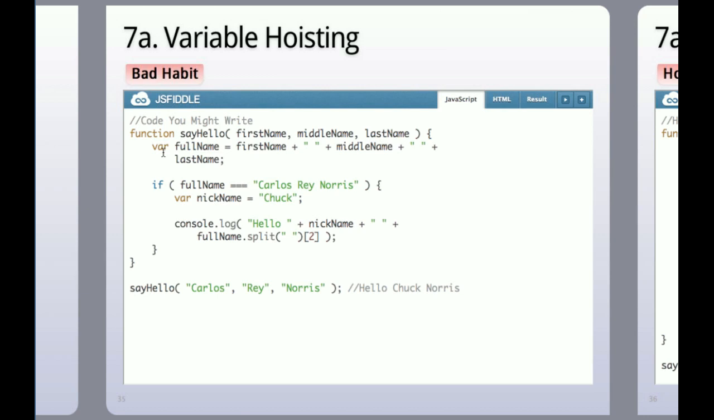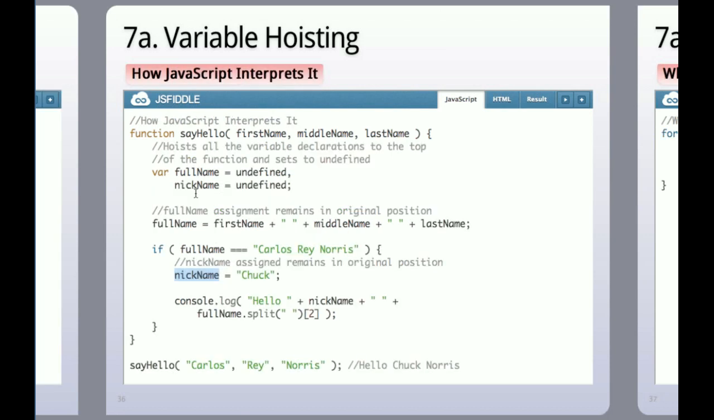So what JavaScript does behind the scenes is, let's take a look at this piece of code, which looks harmless, and it actually is harmless. There's a sayHello function. We pass it first name, middle name, last name. And then we concatenate the whole name together, which is fine. And then we test, is the name Carlos Ray Norris, which for those of you who don't know is Chuck Norris. That's his full name. So inside the if statement, we have another var.